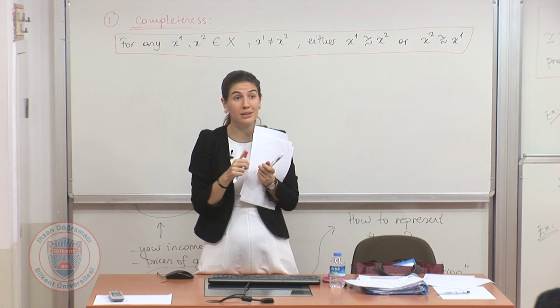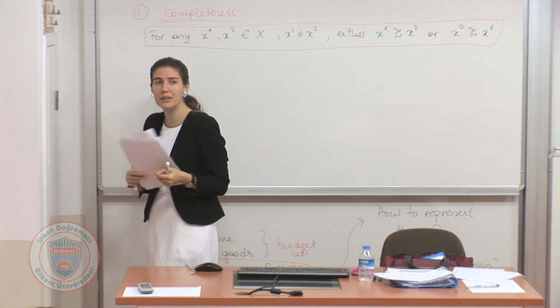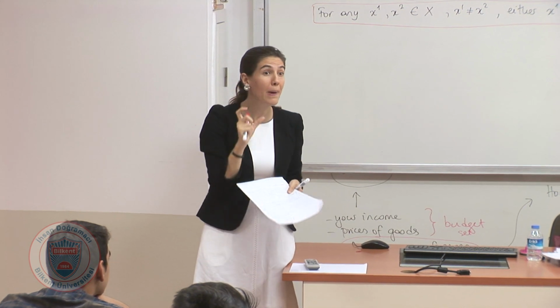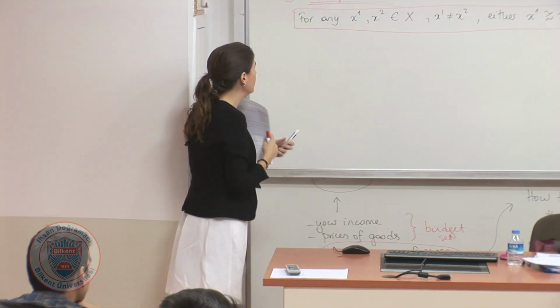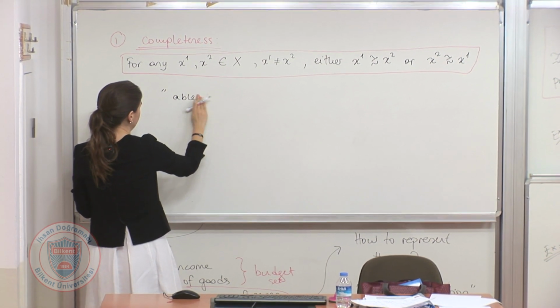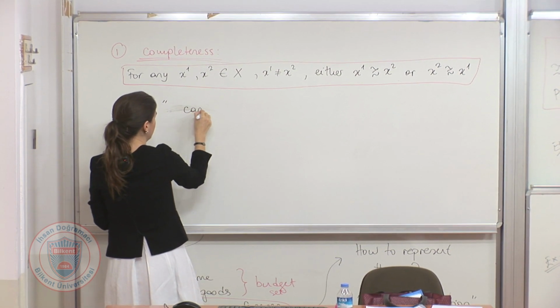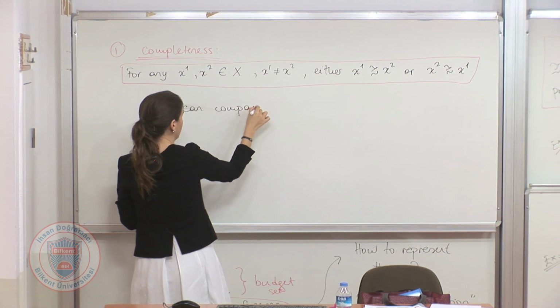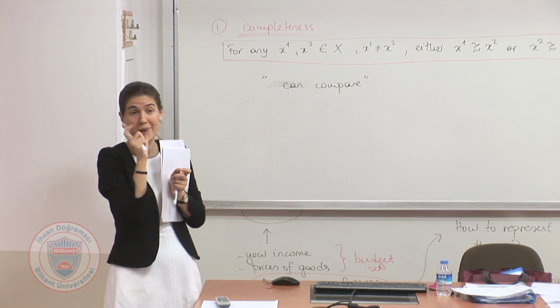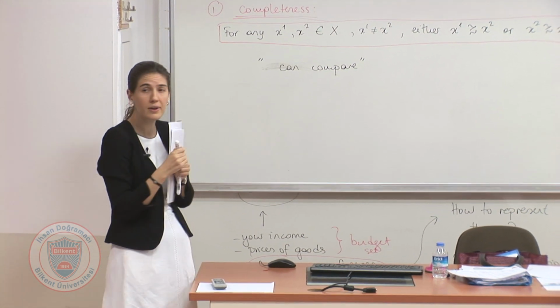So basically this is what completeness means. The individual should be able to compare. This is what it means, okay? An individual should be able to compare between any 2 alternatives, okay?